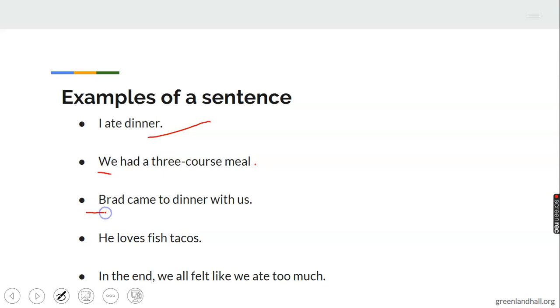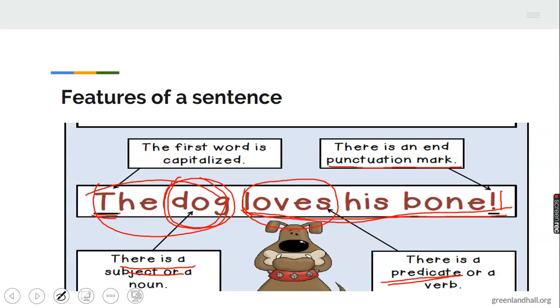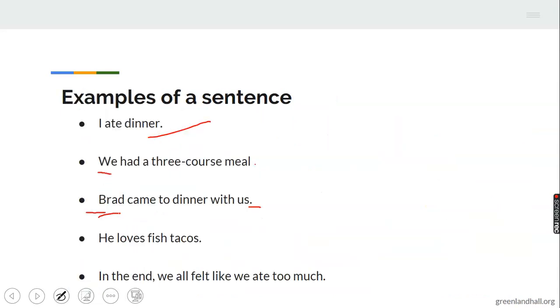It starts with capital letter, ends with full stop. It has subject, it has predicate. That's the structure and the feature of a sentence. Now, he loves fish tacos. Now we have the subject and the predicate, and then it starts with the capital letter, ending with the full stop. Then the next one says, in the end, we all felt like we ate too much. That's another example of a sentence having the subject and the predicate.